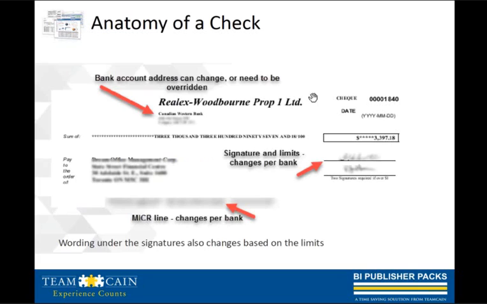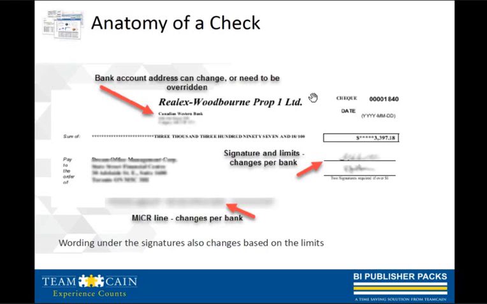So if you look at a check, and this is once it's been completed, not the blank stock that you get out with, there's a number of things on there that can change depending upon the characteristics of your bank and your bylaws. First and foremost, there's the company name that could change. The bank address and the bank name also will often change. So even if you're dealing with a single bank, there could be multiple branches that you are dealing with on it. Signatures and limits, this can often change by bank account.